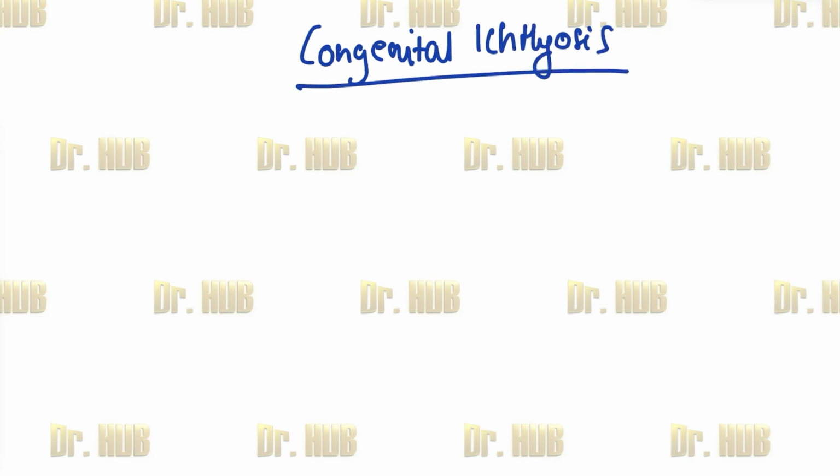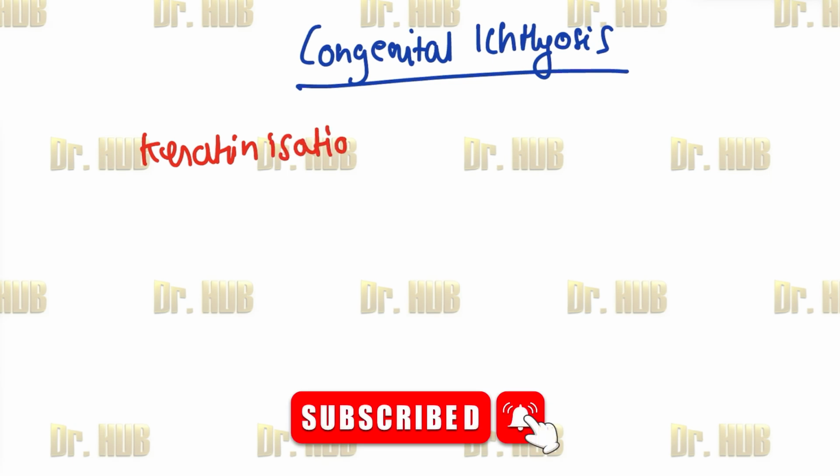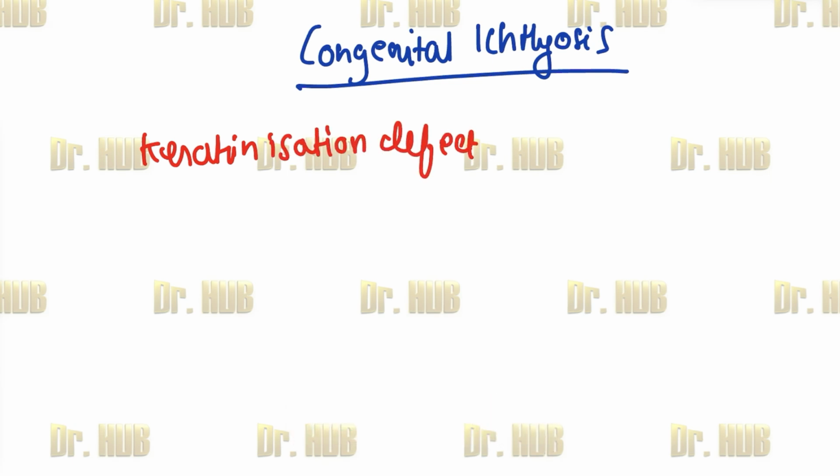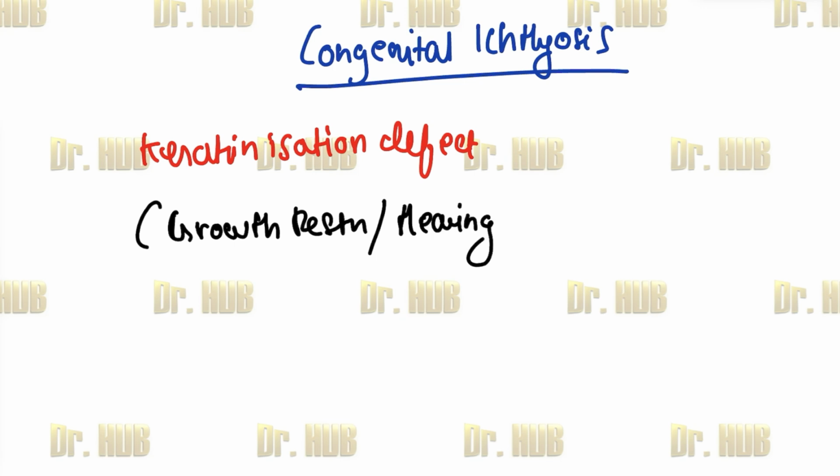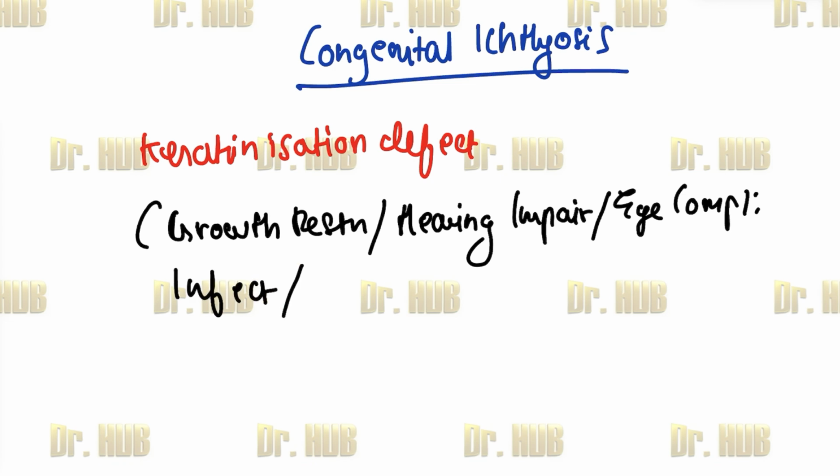Congenital ichthyosis. They are nothing but a group of hereditary disorders of keratinization. So keratinization defect is seen, and it is associated with growth restriction, hearing impairment, eye complications and infections, as well as thermodysregulation.